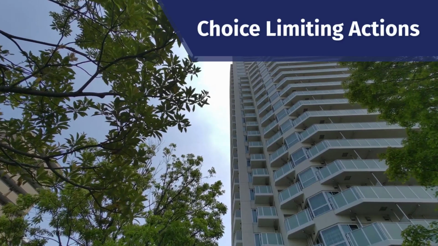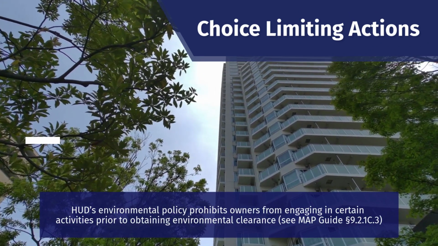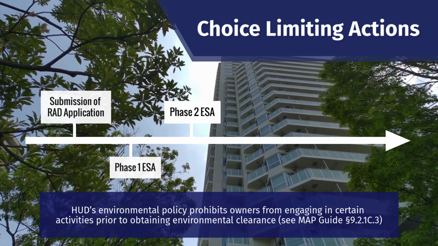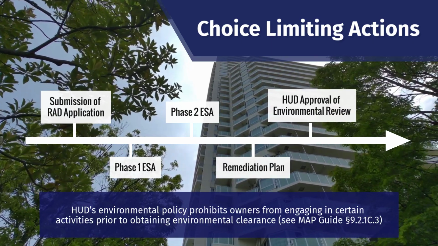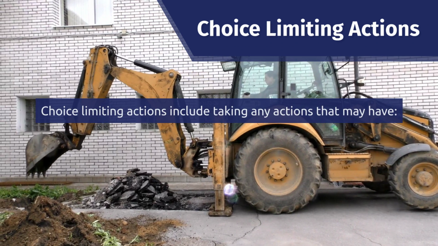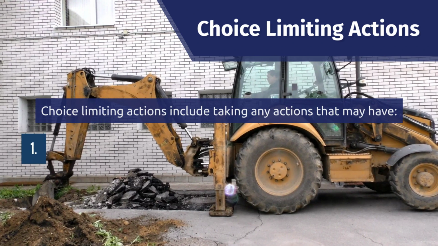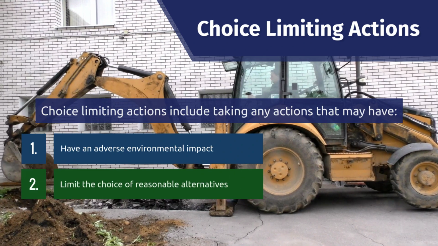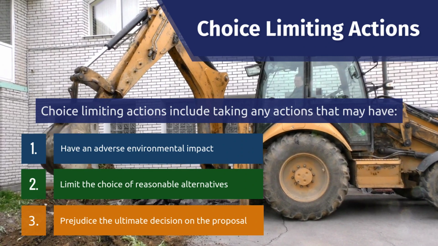As mentioned at the beginning of this video, HUD's environmental policy prohibits applicants from engaging in certain activities from the time of submission of their RAD application until HUD has completed the environmental review process. Specifically, no action may be taken prior to completion of the environmental review that could: 1. Have an adverse environmental impact, 2. Limit the choice of reasonable alternatives, or 3. Prejudice the ultimate decision on the proposal.